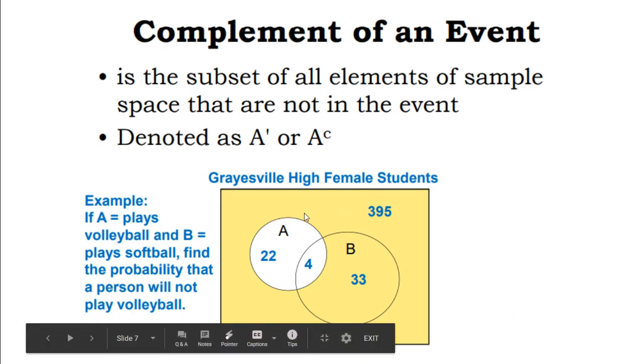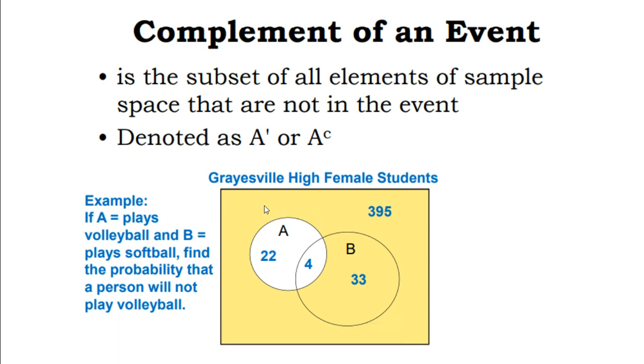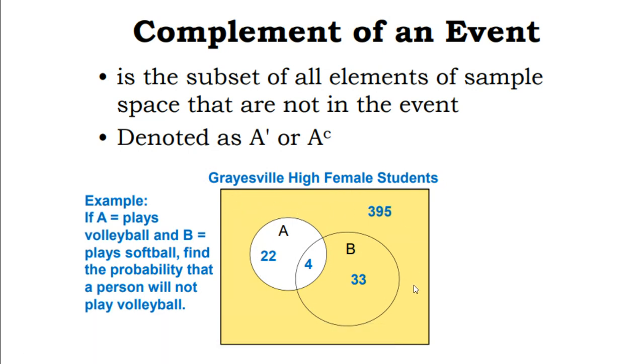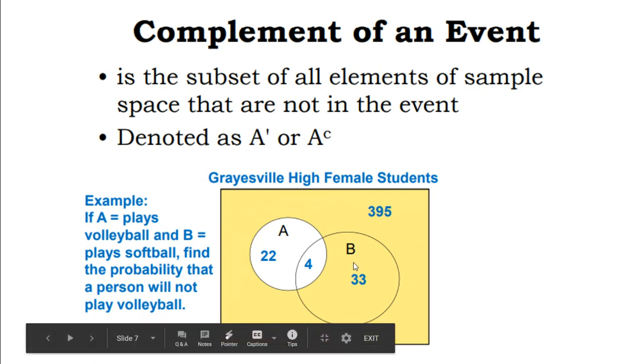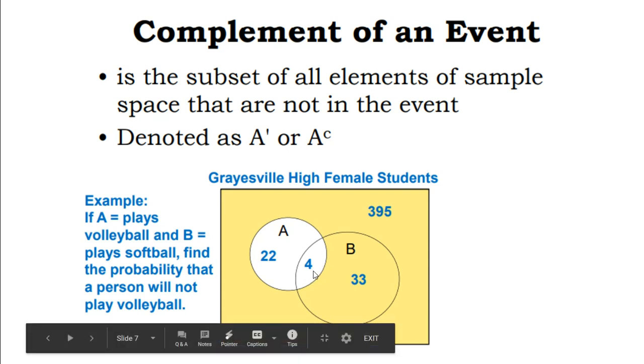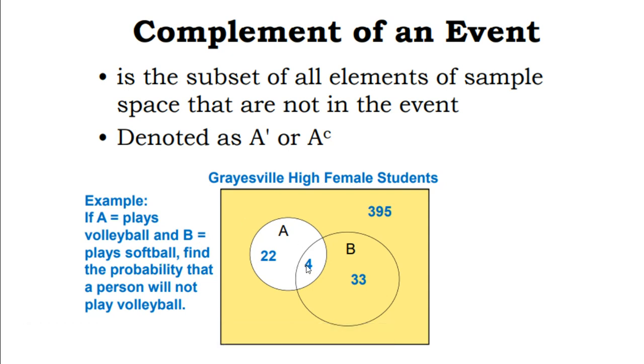Now, the complement is all the subsets that are not in an event. So for example, if I wanted to know how many people do not play volleyball, where A is playing volleyball, it would include all the information outside of A and all the information in B, including this middle, because if you're in the middle, that means you're in both. So just because this person plays softball and volleyball doesn't mean that they, quote unquote, don't play volleyball.